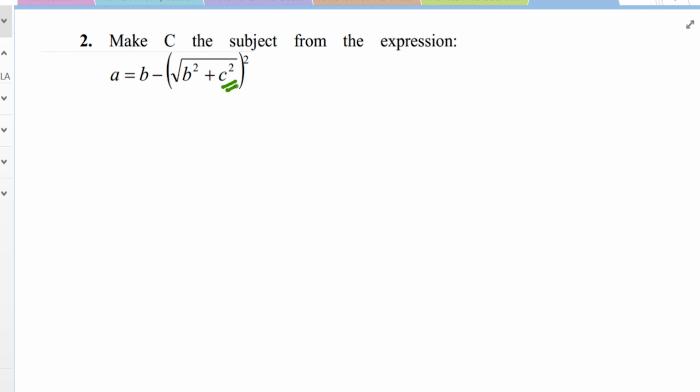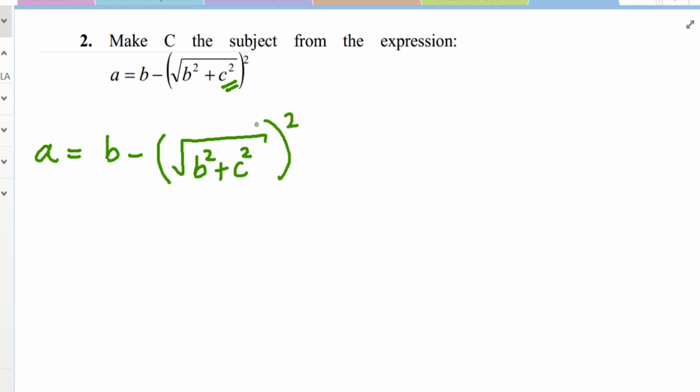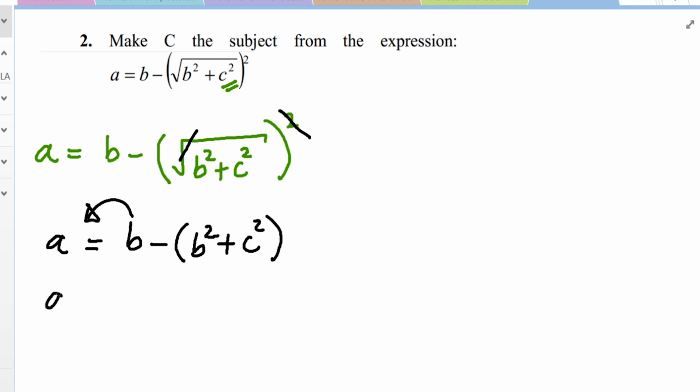And finally, make a the subject of the formula in this expression. So we have c here, we want to make it the subject of the formula. So a is going to be equal to b minus the square root of b squared plus c squared. We know that the square root sign and the square will always cancel out. So we have our value of a as b minus (b squared plus c squared). Moving the b that side, this becomes a minus b is equal to minus (b squared plus c squared).